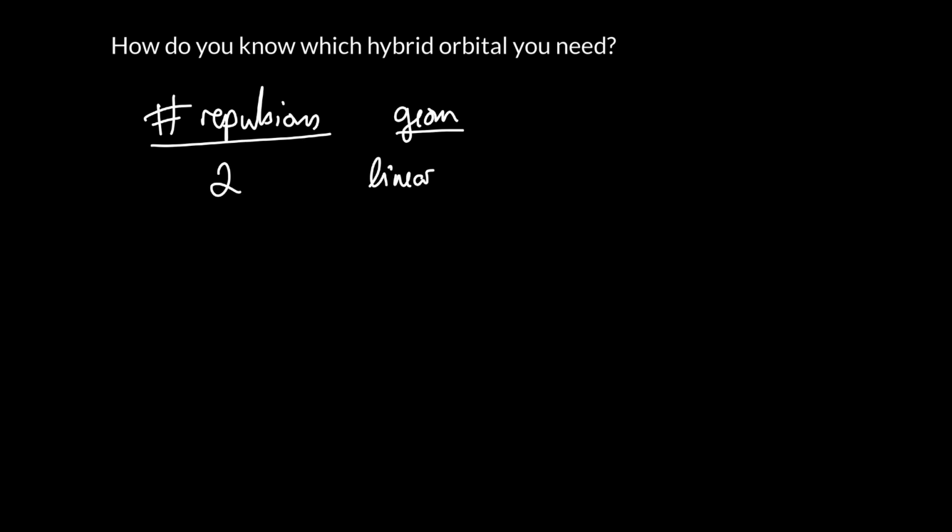So the question by now is, how do you know which hybrid orbital you need? And it turns out there's a very easy way to figure it out. You can just look at VSEPR and look at the number of repulsions. If you've got two repulsions and you ask yourself, what's the geometry here? The geometry, according to VSEPR, is linear, and you've got the 180-degree angle. And then the type of hybrid orbitals you need are sp. So 1 part s to 1 part p. So totally awesome, right?